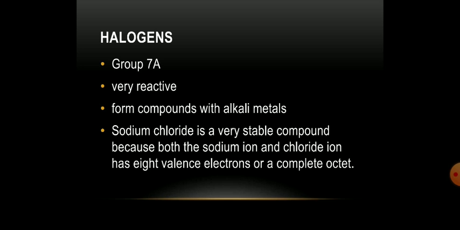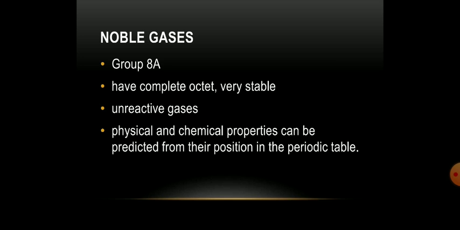Halogens come from group 7A. They are very reactive. They form compounds with alkali metals, as we saw earlier with the example. Sodium chloride is a very stable compound because both the sodium ion and the chloride ion have 8 valence electrons, a complete octet. Next category, noble gases, group 8A, have a complete octet and are very stable, unreactive gases. Physical and chemical properties can be predicted from their position in the periodic table.